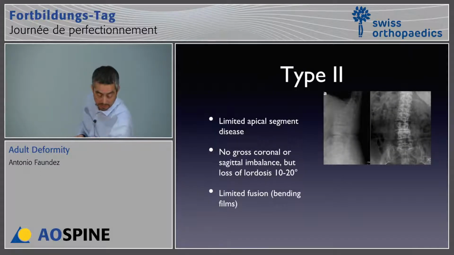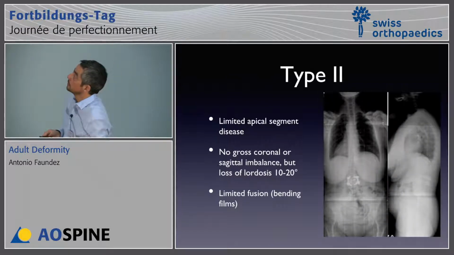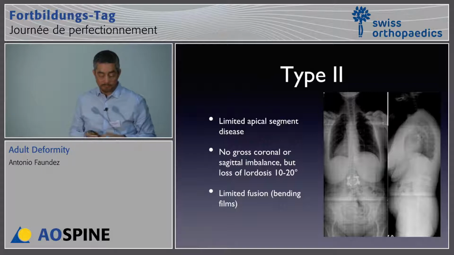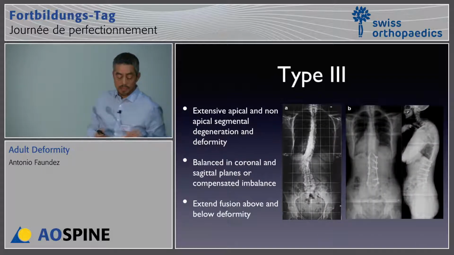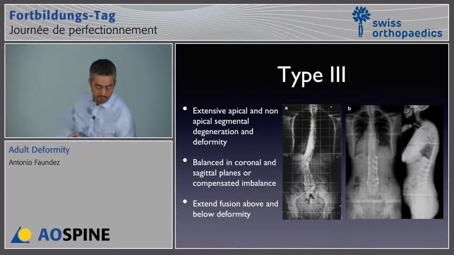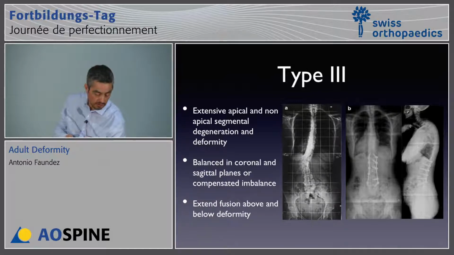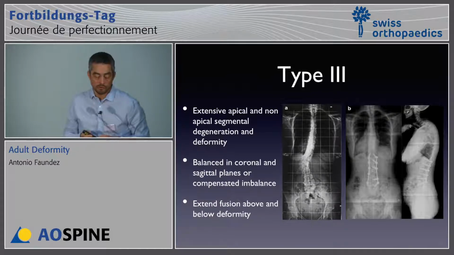Type 2 is a limited apical segment disease. Like in this case, there's no gross coronal sagittal imbalance, but there's a loss of lordosis of 10 to 20 degrees. Limited fusion is recommended, and this gives you the best option for the patient. Type 3 is an extensive apical and non-apical segmental degeneration and deformity. It's balanced in the coronal plane, mildly imbalanced or compensated imbalance in the sagittal plane, but you need to do an extensive fusion to allow the correction of the deformity and avoid complications with the progression of the deformity.